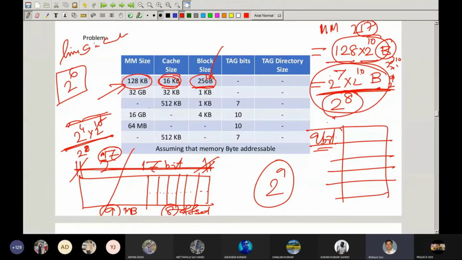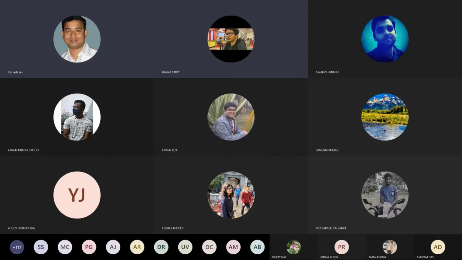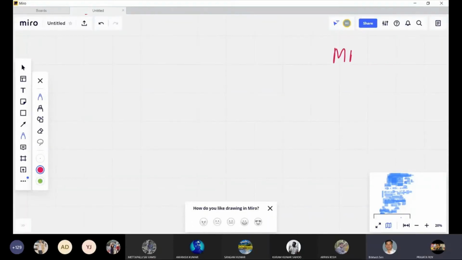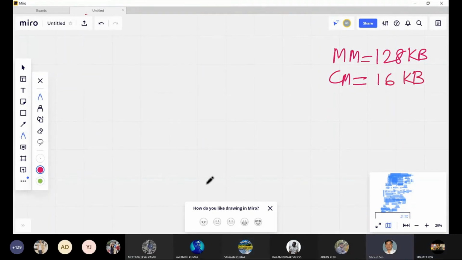Sir, number of lines. Tell me, what is the main memory size? 9 bits, sir. Main memory is this much; what is the cache memory? Cache memory 16 KB, sir. What is my block size? 256. BS means diversion or block size? Sir, block size. Don't write BSR. Okay, so this is given to me.